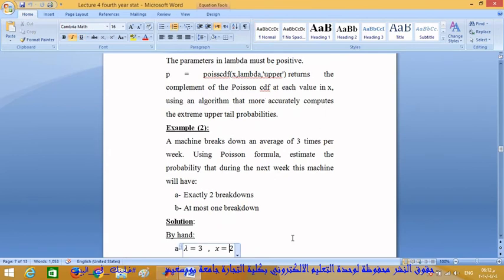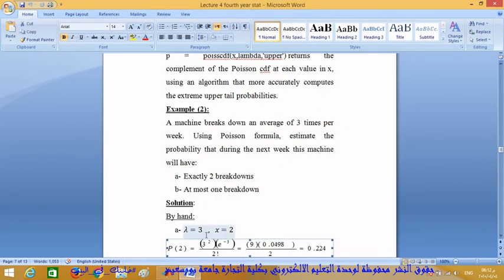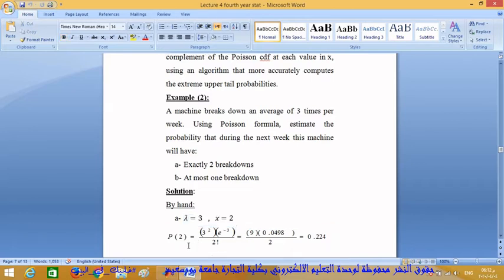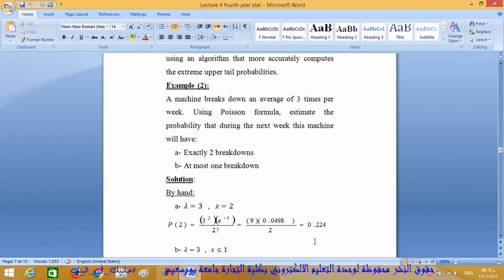Solution by hand. Now lambda equals 3 breakdowns in 1 week. X equal 2, exactly 2, okay. So P of 2 equals lambda power 2, lambda equals 3 power 2, times e to the power minus lambda, divided by 2 factorial. Okay, this probability equals 0.224. It's so easy to calculate or to compute.